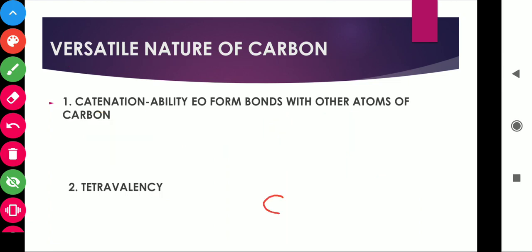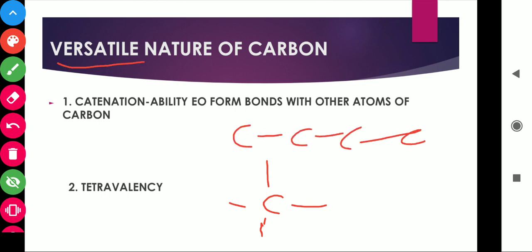The next property, that is tetravalency, we have already discussed. Carbon has valency 4. It means it can combine with other atoms at 4 sites. These two properties make carbon versatile. First is catenation, that is self-linkage. And tetravalency, it means it has valency 4. Thank you, students.